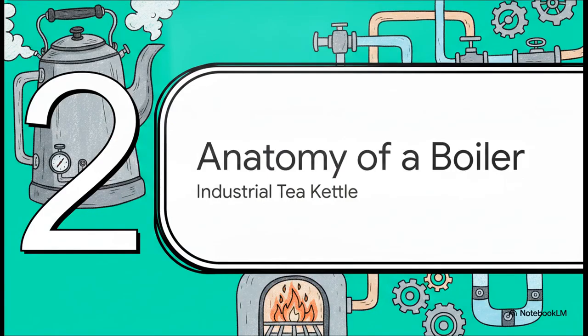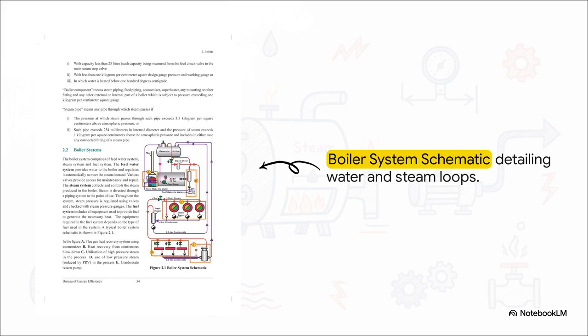Moving on to part two, the anatomy of a boiler, the industrial tea kettle. So at its core, a boiler is essentially a giant, highly pressurized tea kettle. To make that heat transfer happen, it relies on three main systems. First up, in blue, the feed water system. This provides treated water to the boiler and automatically regulates it to meet the steam demand.